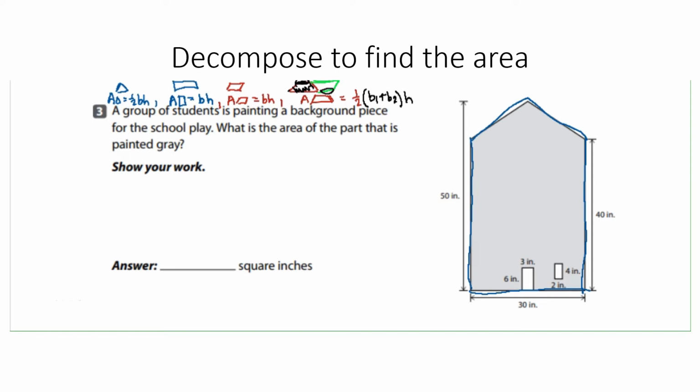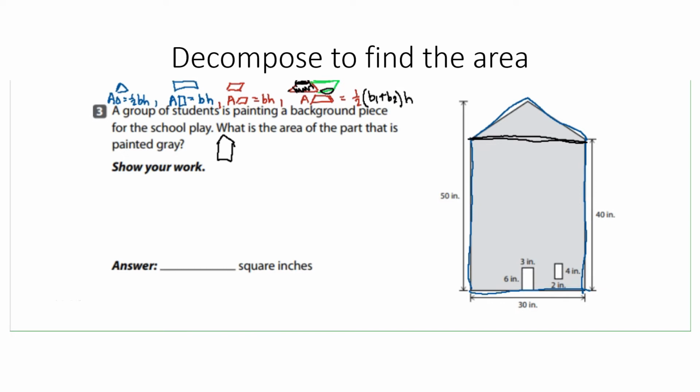For this specific question, we only need to decompose into triangles and rectangles. So I would decompose it right here. Decompose means to break apart. So we have the area. Our plan is going to be to find the area of the entire house. So this is going to be the square units for the entire house.